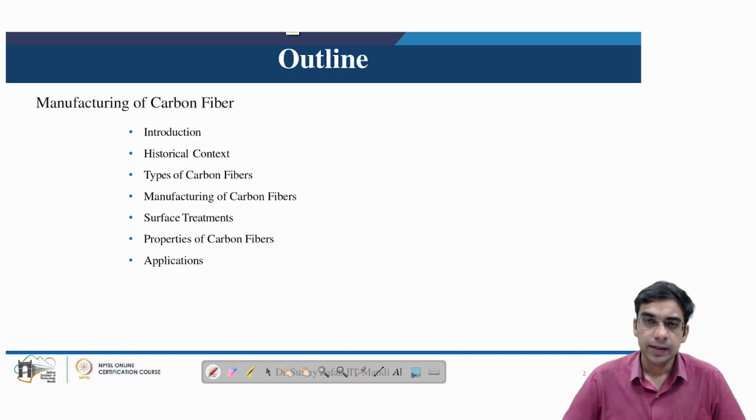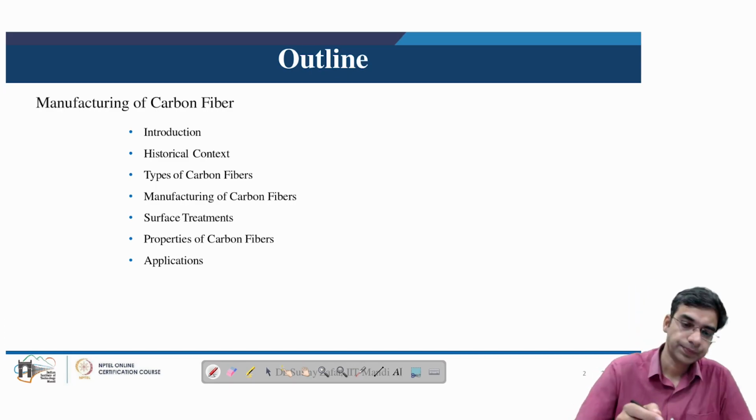First, we will discuss the introduction to carbon fibers. We will go through the historical context of carbon fibers. We will also understand different types of carbon fibers which are available to make composites. We will look at the manufacturing of carbon fibers, surface treatments and properties of carbon fibers. And lastly, we will see how carbon fibers are being utilized in several engineering applications, which also of course include the wind turbine blades.